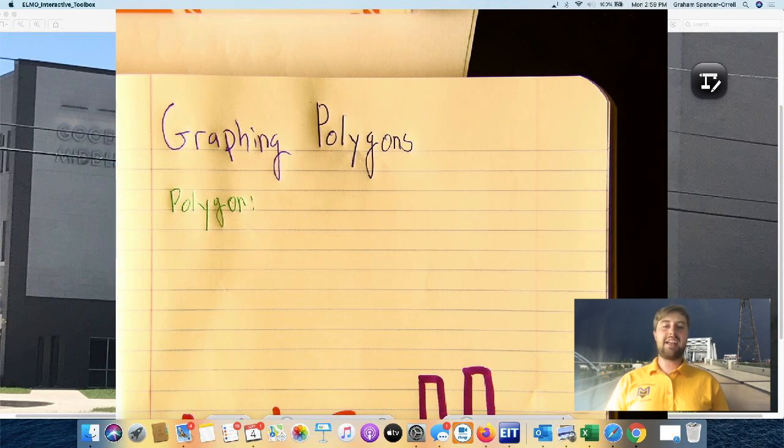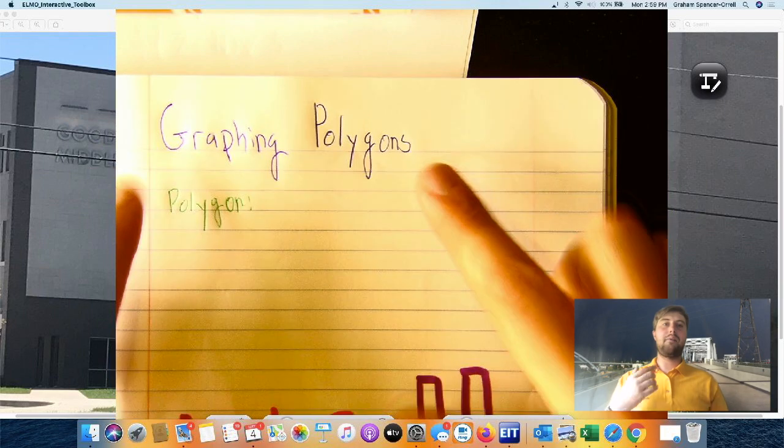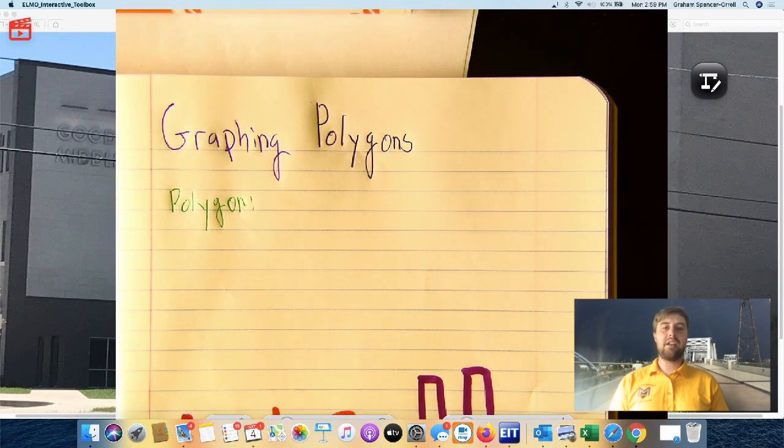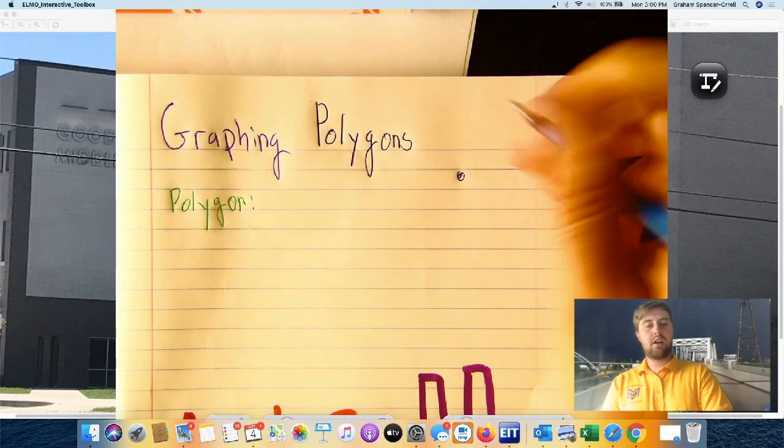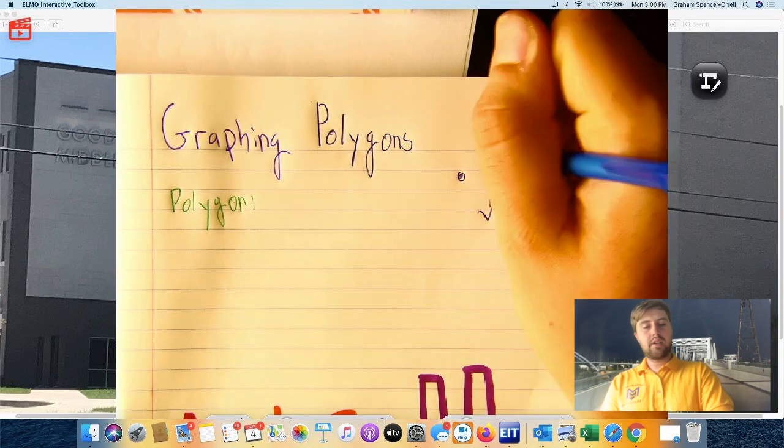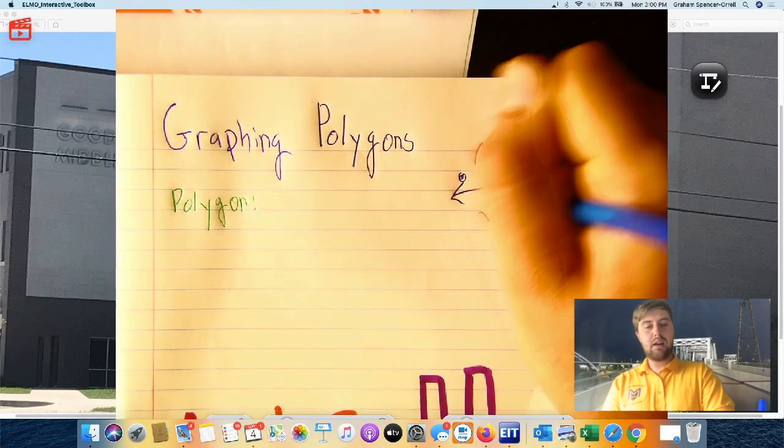Today we're going to go ahead and graph polygons. We've spent some time so far this year graphing. It's going to look very similar. We're going to be on the coordinate plane, only this time instead of plotting individual points, we're going to be drawing shapes. So instead of drawing just points on our coordinate plane, we're going to start plotting out shapes.